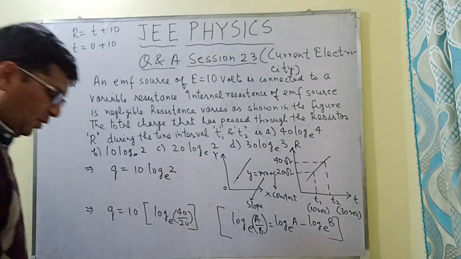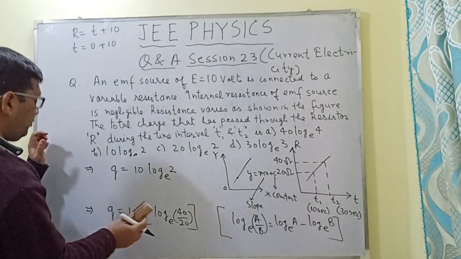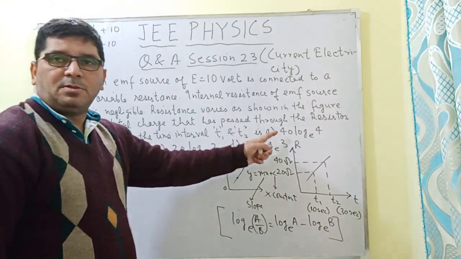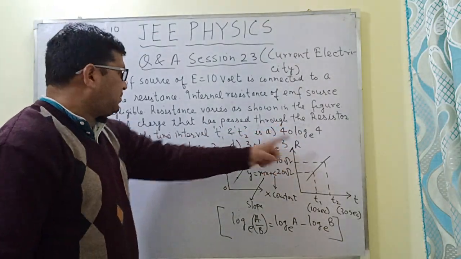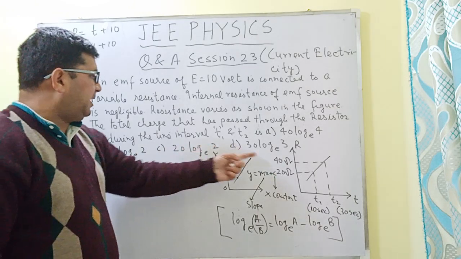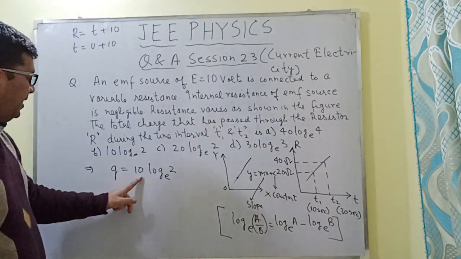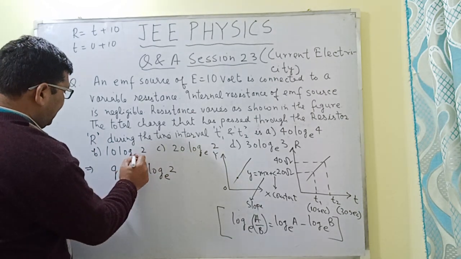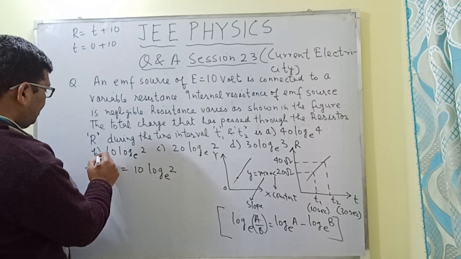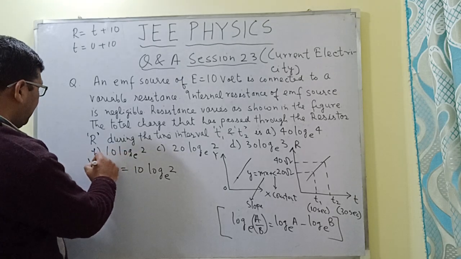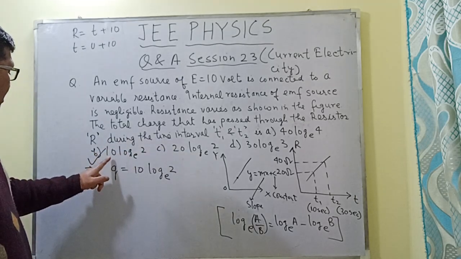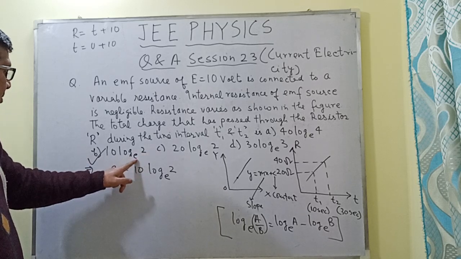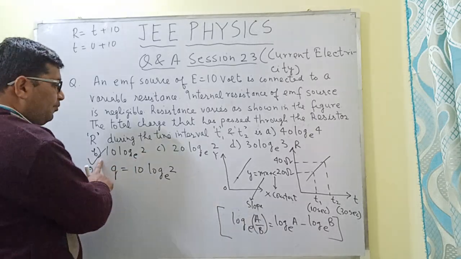So the total amount of charge which has passed through this resistor between the time interval t1 and t2 is equal to 10 log 2 to the base e, and here the correct option is B. The option B is 10 log 2 to the base e. So our correct option is B.